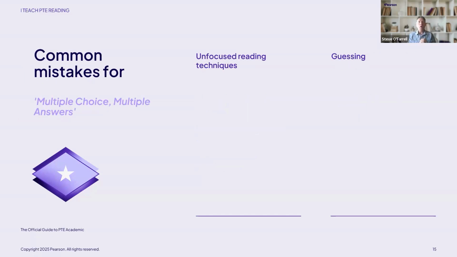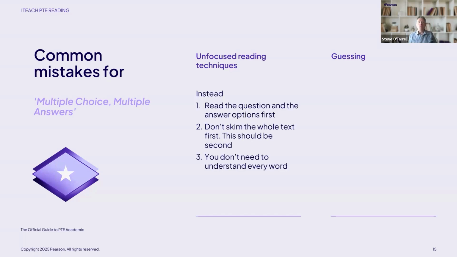So, multiple choice, multiple answer. For this one, some people might simply open up the question, read the text, look through the answers, and start selecting. This is the suboptimal approach. Okay? There are many better ways of approaching this question. So let's have a look.